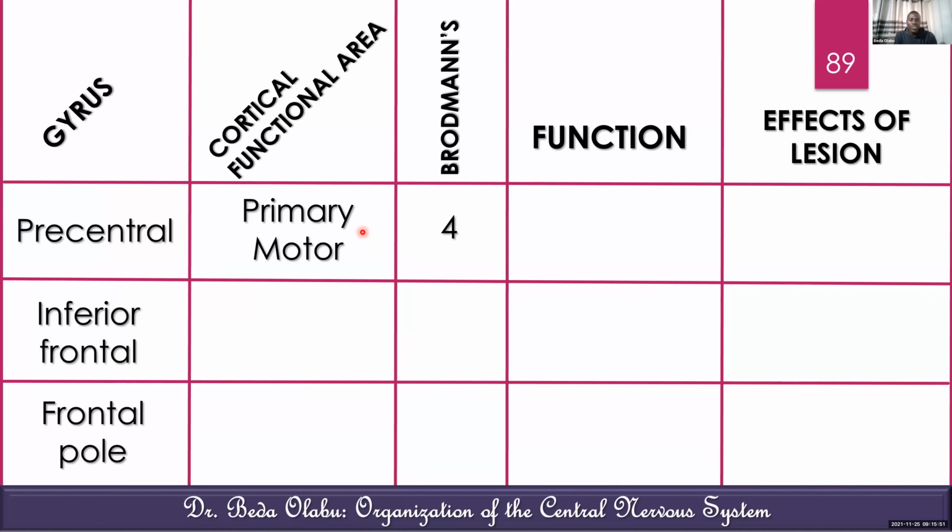The name given to the cortex housed by the precentral gyrus is the primary motor cortex. That's the name given to the functional area, primary motor cortex or primary motor area. This is Brodmann's area number 4, useful in controlling voluntary movements. And so if you have an injury to this region, then it means that you are not able to control your muscles. And the term we give to that is paralysis. Injury to the precentral gyrus or primary motor cortex will give you paralysis.